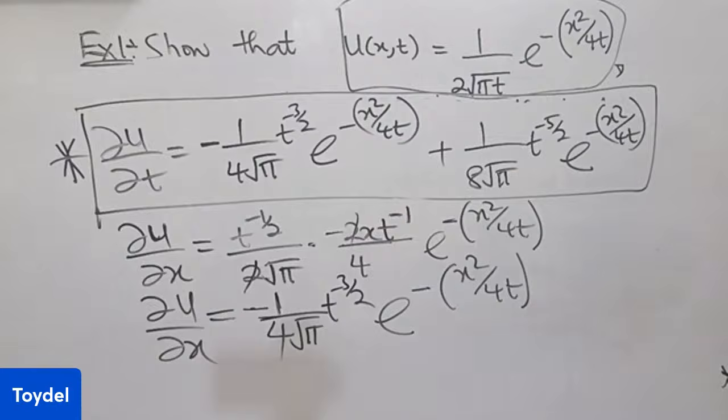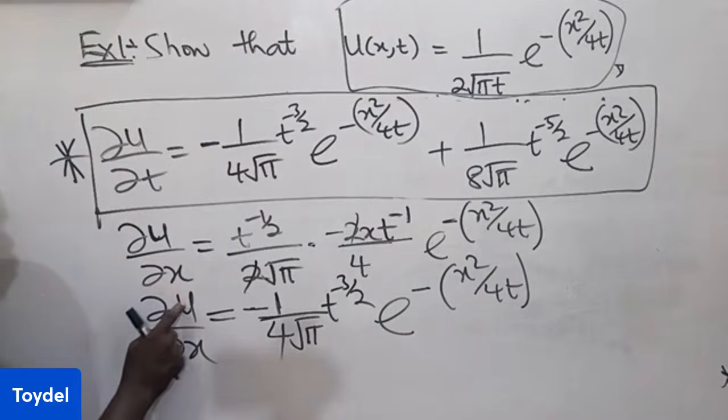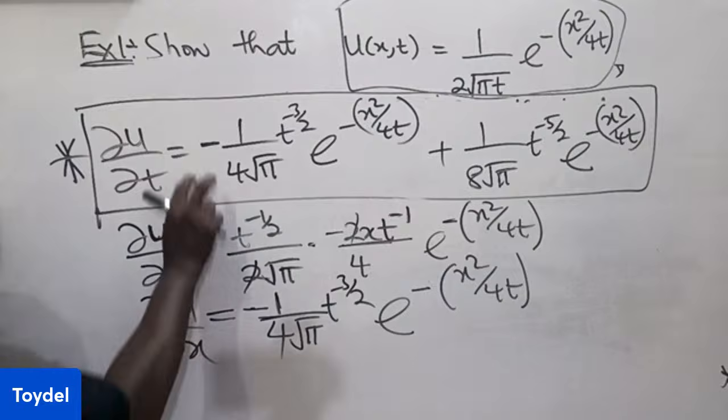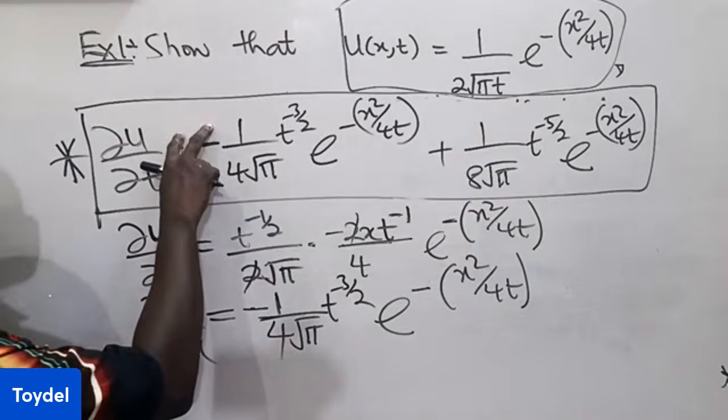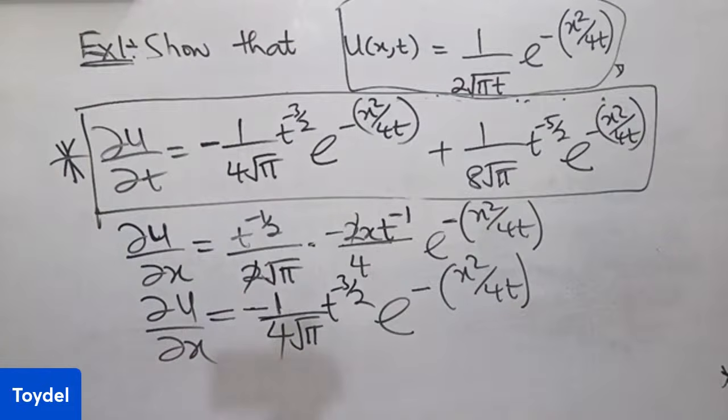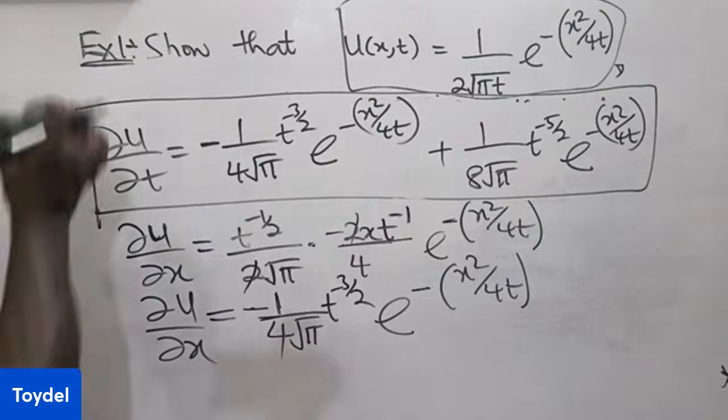So we have gotten the value of du/dx, but what we are asked to show is d squared u all over dx squared. So I'm going to differentiate du/dx the second time. Once I get the value of d squared u all over dx squared, if it is the same thing as this value, then we can generalize and say that what we have is equal. So let me start with this.